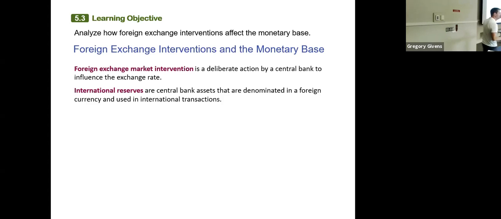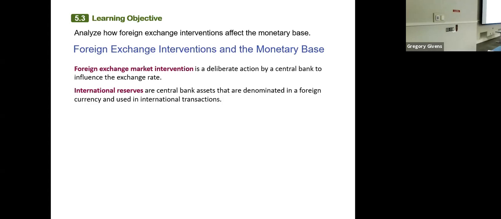So two very straightforward examples of international reserves. A central bank's holdings, literally, of foreign currency. That would be one. So like the Federal Reserve's holdings of euros or Swiss francs are international reserves for the Fed. And they are a component of the Fed's asset side of its balance sheet.